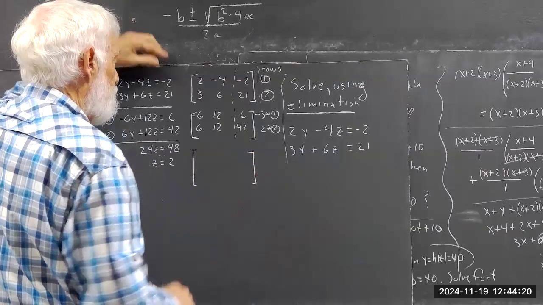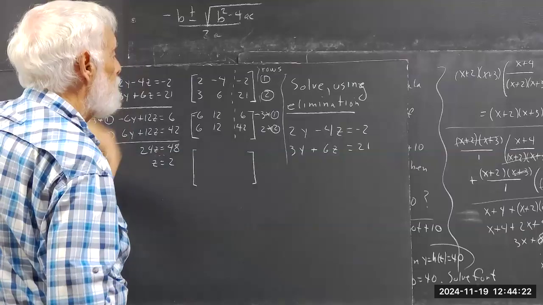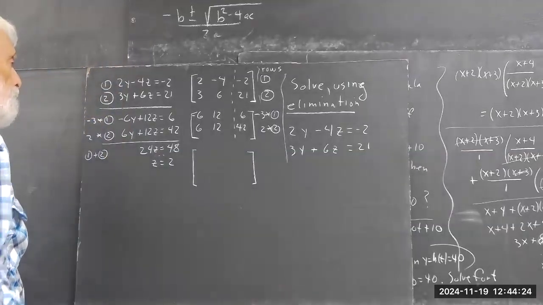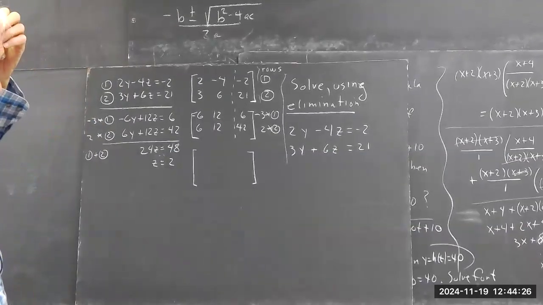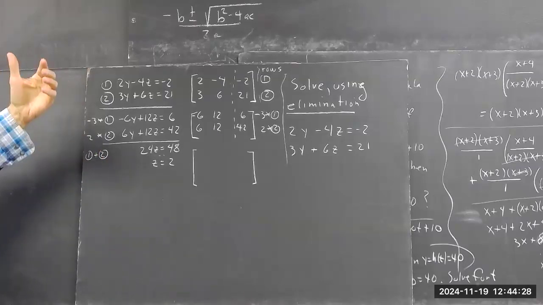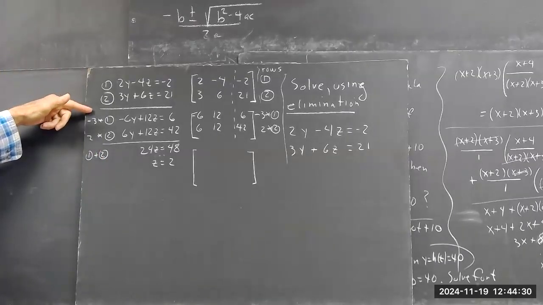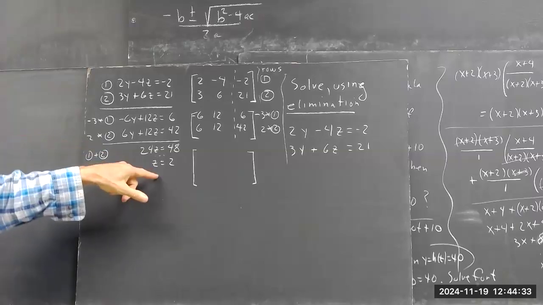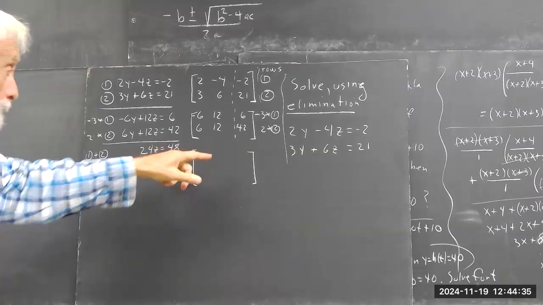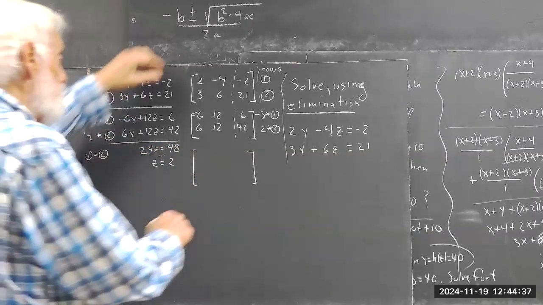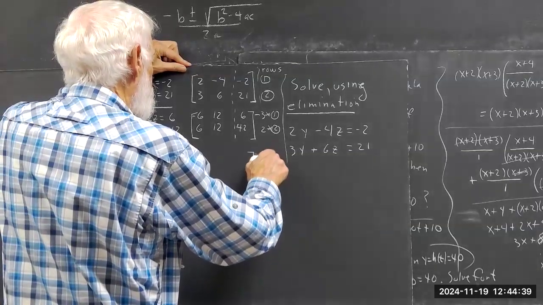What do I do next? Now, what I do next is going to seem just a little weird because here I didn't write down equation 1. I just wrote down what I got when I added the equations, okay? So here's where something is a little different.